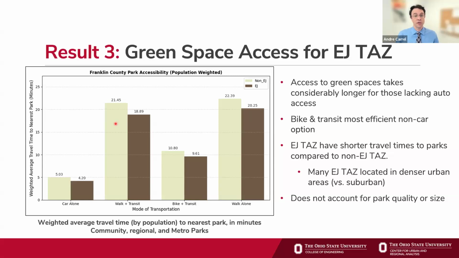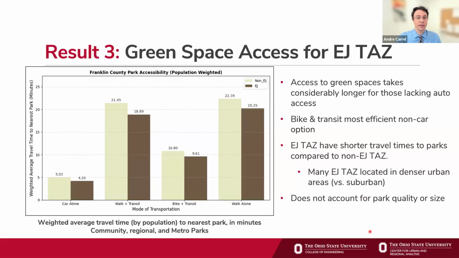Now, many of the EJ zones are located in denser urban areas versus suburban areas. And so that might be helping here, because denser urban areas might have more, especially community park infrastructure. Remember that this is looking at the travel time to the nearest such park, regardless of what type of park it is. So we do see consistently that the EJ zones do have better access in terms of shorter travel times to the nearest park. We also do see that walking in transit, at least in this analysis, barely has an advantage over walking alone, right?